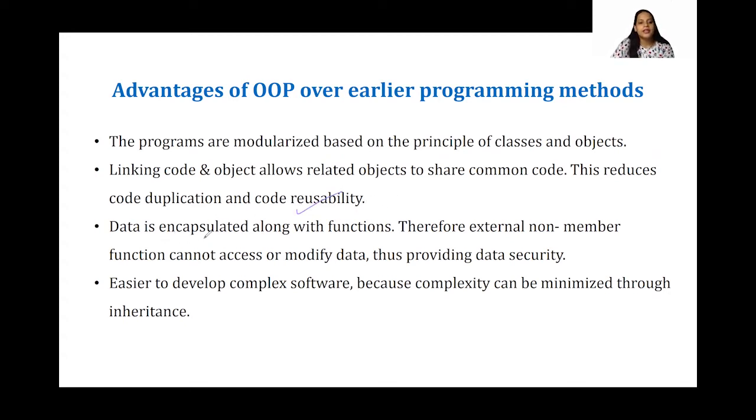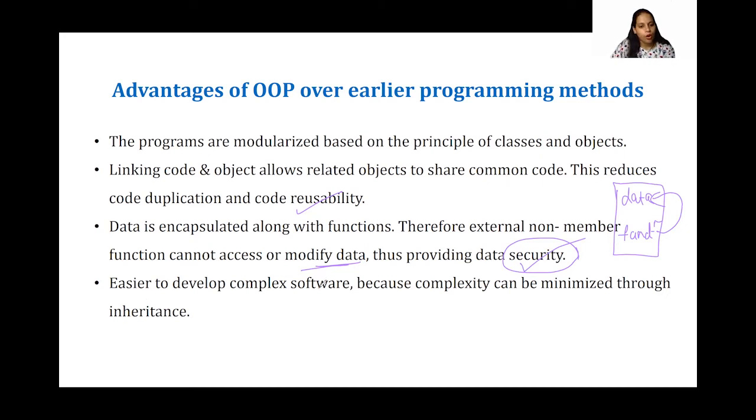Right. Now, data is encapsulated along with functions. Therefore, external non-member functions cannot access or modify the data, thus providing data security. This also we had discussed in data encapsulation. Since data and member functions are encapsulated in one object, we have data here and we have member functions here. Only the member functions can access the data. So external entities or functions cannot access this data. Hence, we are given data security.